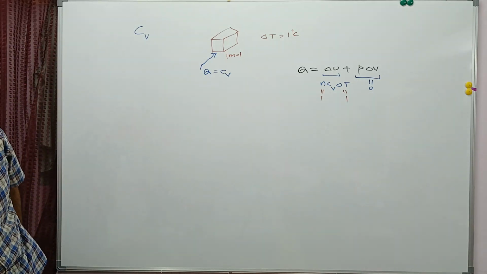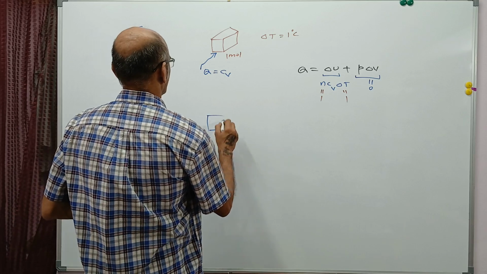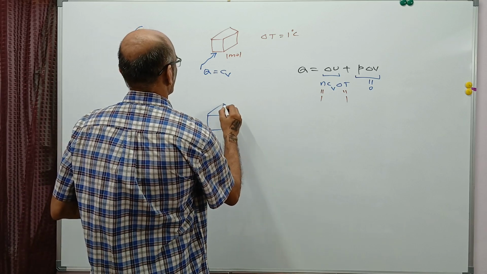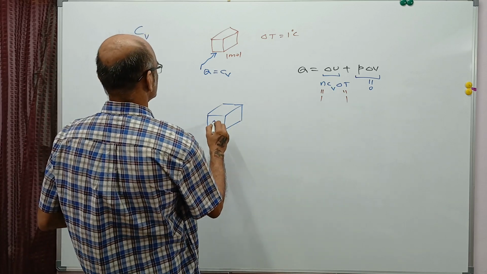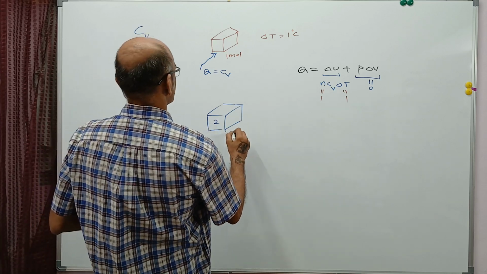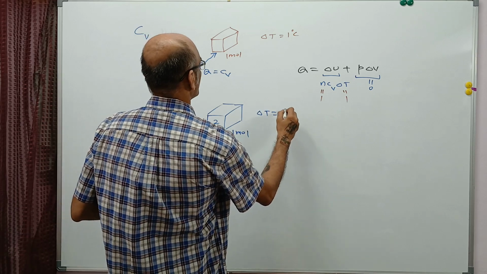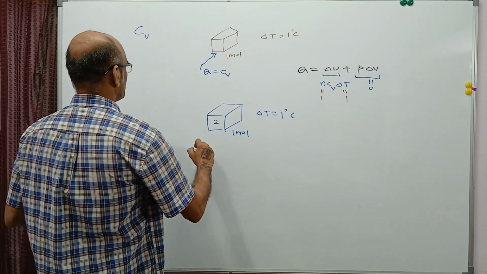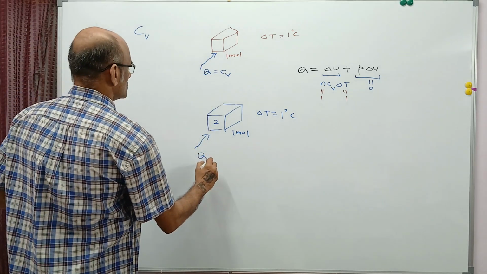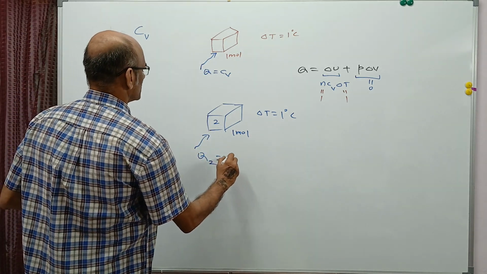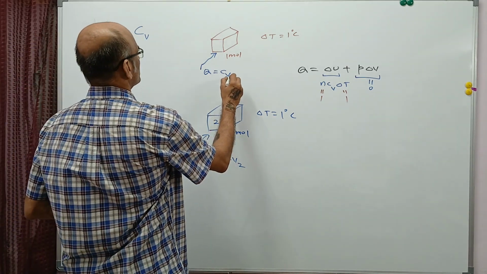So if you take a second gas, one mole of say gas 2, same 1 mole, and increase the temperature by 1 degree Celsius. The amount of heat required for this will be different from this one because the gas is different. Let me call it Q2, and that is CV2. This is the first gas, so we can call it 1.